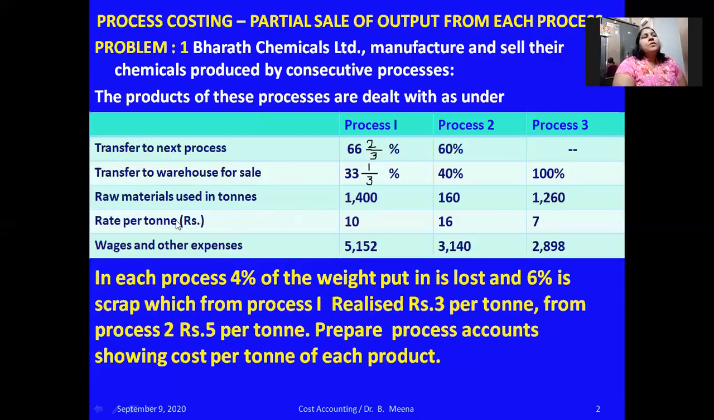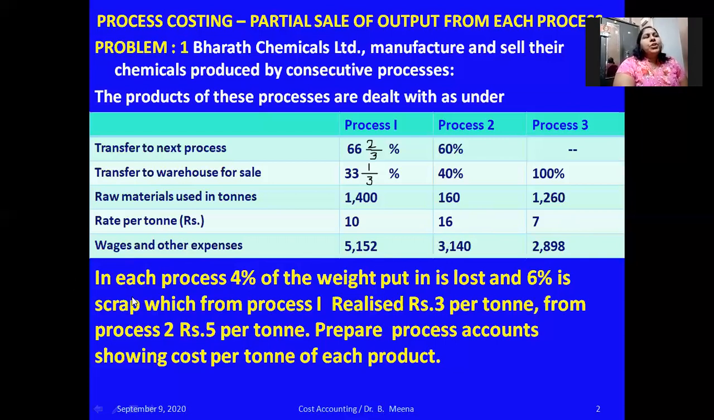We have the expenses in raw materials. Raw material is given in tons, 1400 tons, and the rate per ton is given as 10, so the value will be 14,000. Like that, process 2 we have, process 3 we have. And wages and other expenses were given. These two expenses are going to be debited in each process.